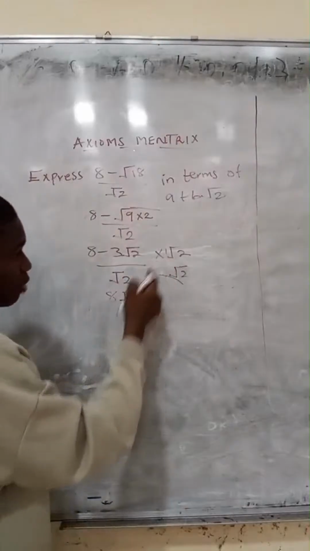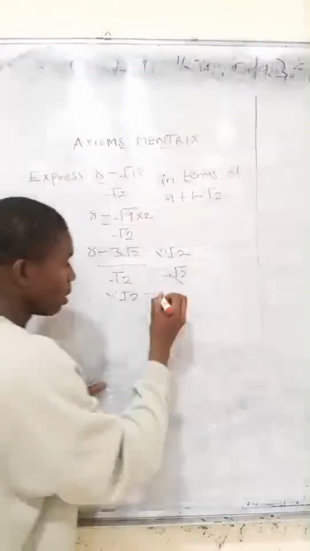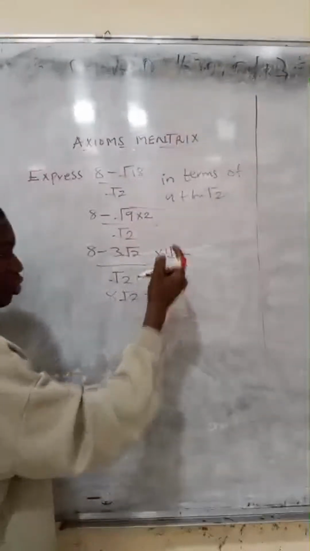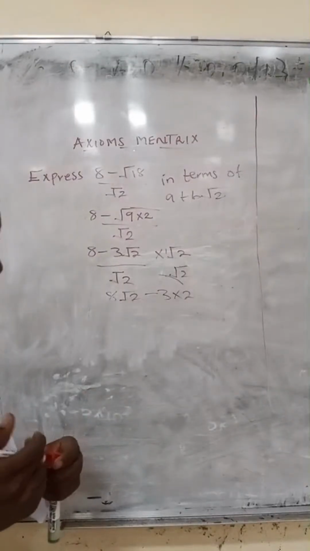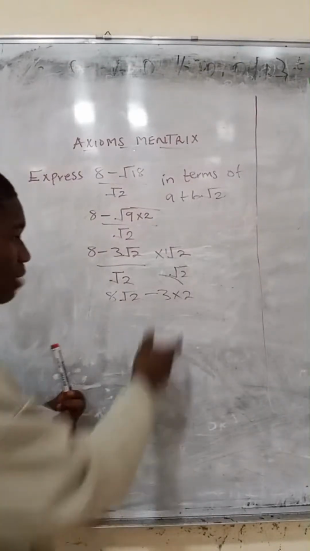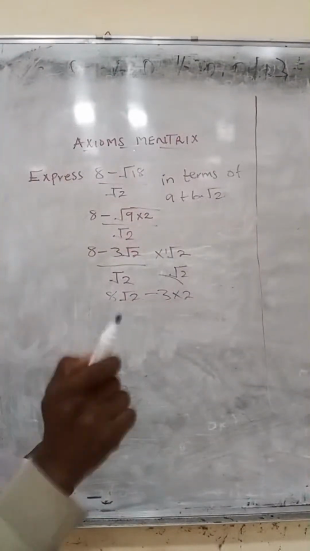Now from this point, I will say what? My 1 times this, which is 1 times minus 3, is going to give me what? Minus 3. Root of 2 times root of 2 is going to give me 2. Now you might be confused saying root of 2 times root of 2 is giving me 2. Now I want to show you that using the indices we solved previously.